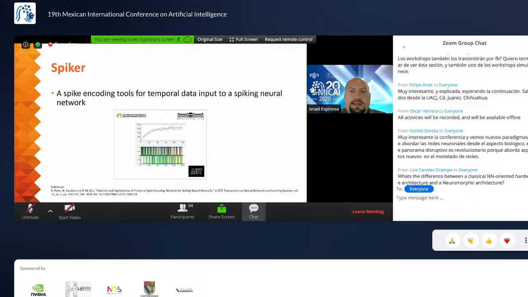Okay, so in the institute at KEDRI, one of our research visitors developed a tool to encode signals into spike trains. The name of this tool is Spiker. Actually, there is a paper publication. The name of the paper is Selection and Optimization of Temporal Spike Encoding Methods for Spiking Neural Networks.